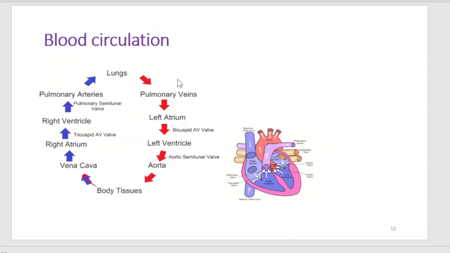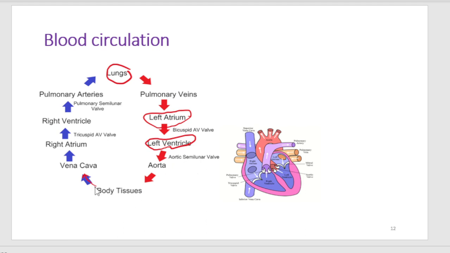This is the process. Simple. First, it is the lungs. From the lungs, oxygenated blood is sent to the heart via the pulmonary vein. The first part of the heart where this oxygenated blood comes is the left atrium. After this, it reaches the left ventricle. Once the left ventricle is completely filled, it reaches the different body tissues through the aorta.